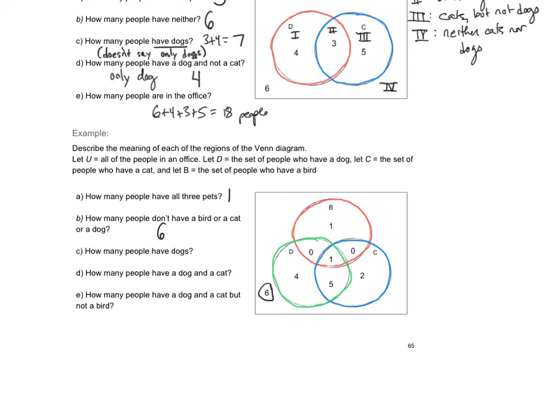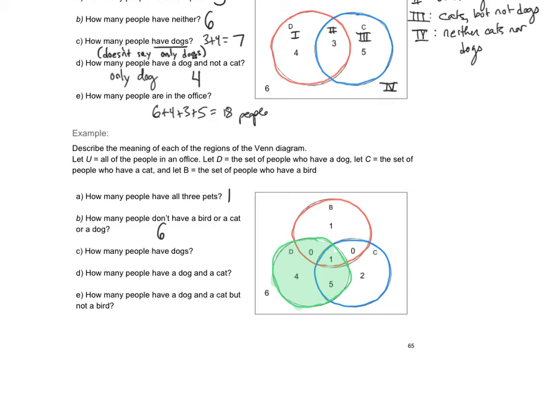Now, when I get to the question, how many people have a dog, the mistake I tend to see is that people will give me the number 4 because they'll look at this and say, well, there's 4 people who have dogs. But I want you to think carefully about the meaning of the circle for a set. The dog circle is this entire circle. And you can see that this includes the numbers 0, 4, 1, and 5.